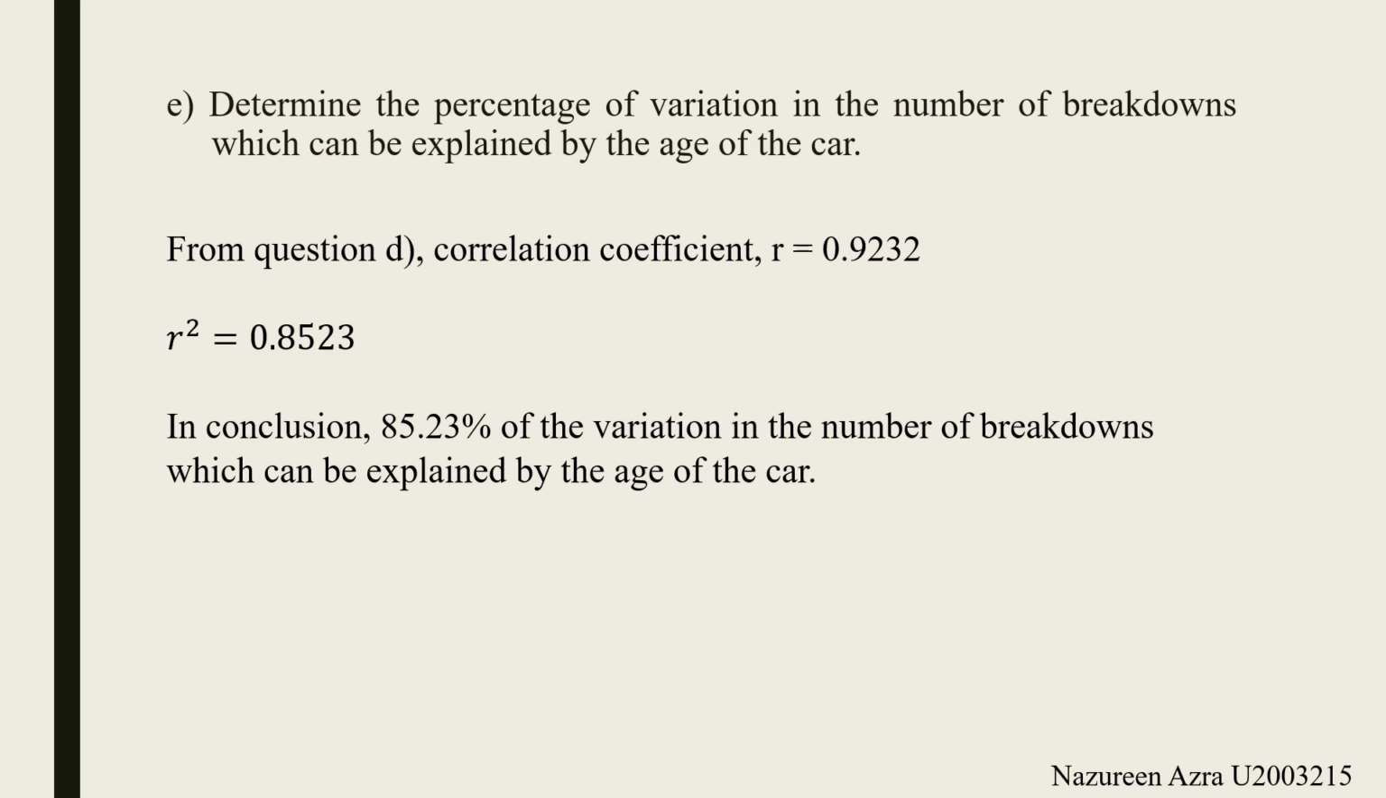In conclusion, the coefficient of determination is expressed as a percentage. Therefore, 85.23% of the variation in the number of breakdowns can be explained by the age of the car.